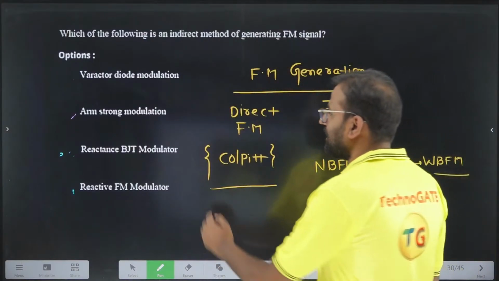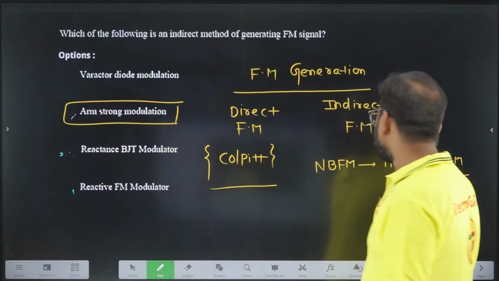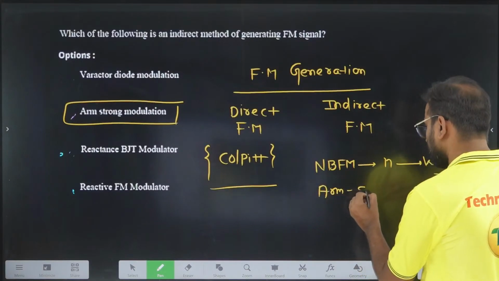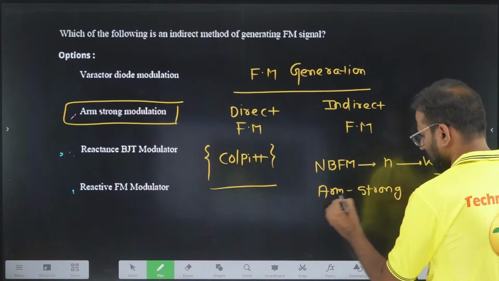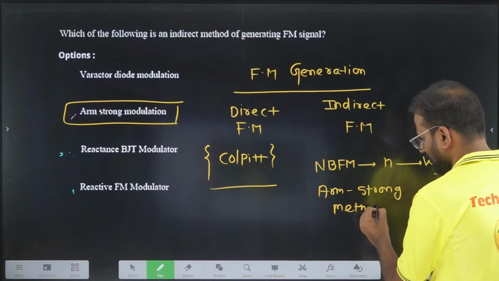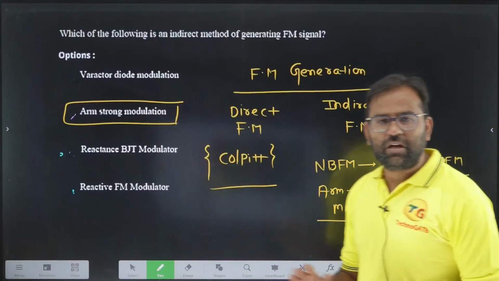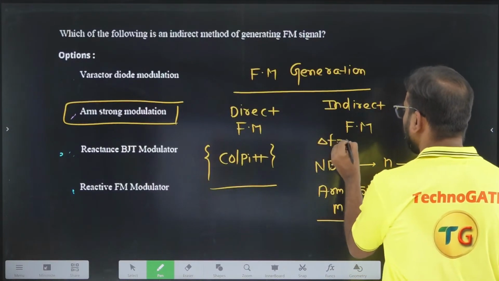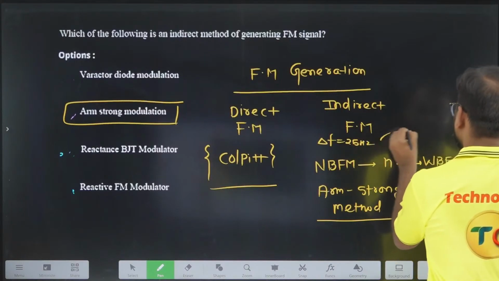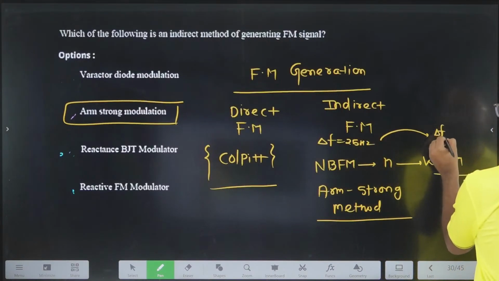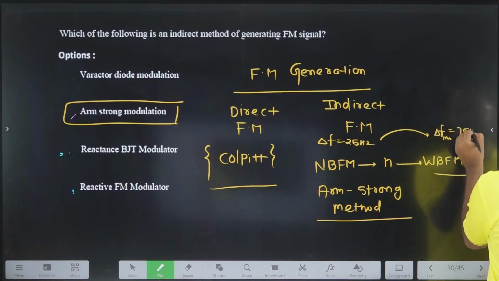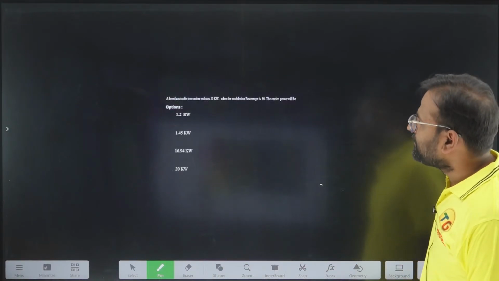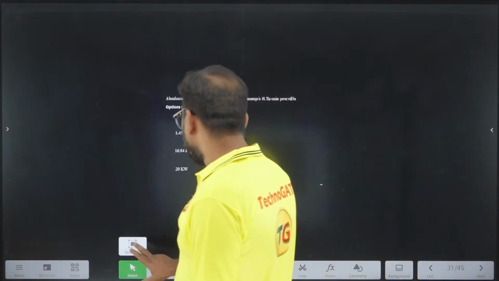Which one is correct? The technique known as the Armstrong technique is the idea of converting narrowband FM into wideband FM. The Armstrong method first generates narrowband FM. Narrowband FM means frequency deviation del F equal to 25 Hertz, and using frequency multipliers we reach a maximum deviation of 75 kilohertz. Let's go to the next question.